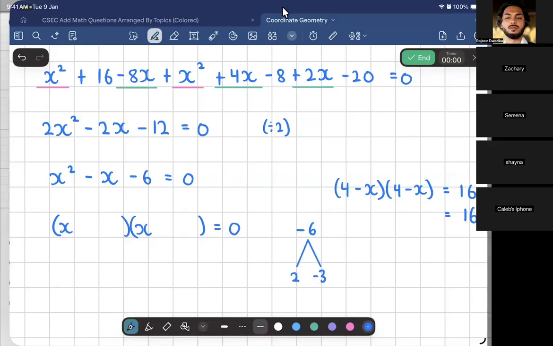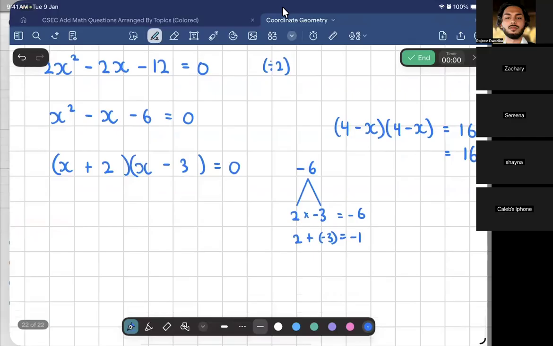Right, that makes sense. When you multiply these, you're going to get minus 6, and when you add them, you're going to get negative 1, which is what we want in the middle, right? So I'm going to put plus 2 here, and minus 3 here. So then I would say x plus 2 is equal to 0. So x would be equal to what? Minus 2.